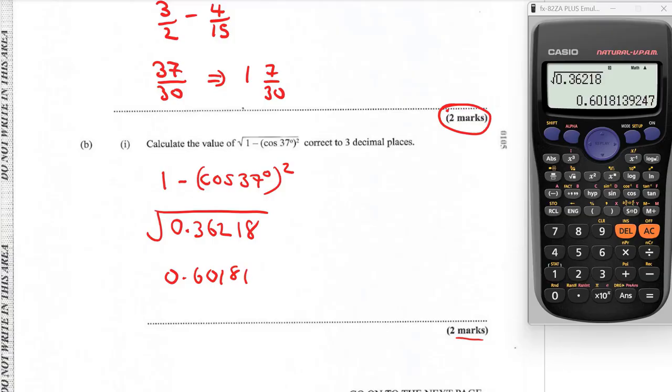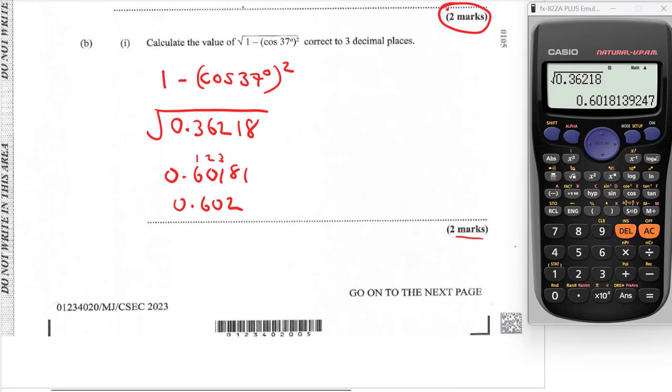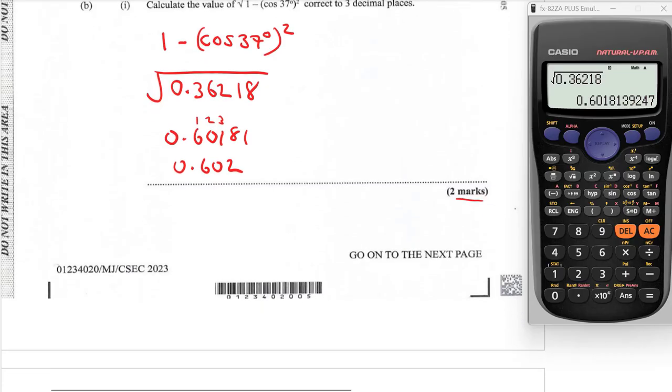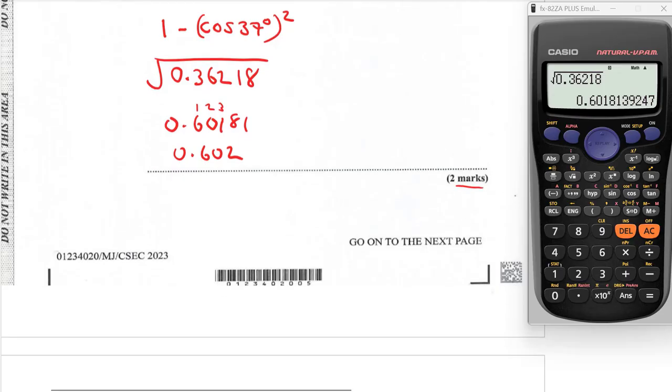0.60181. Now the question is saying rounded to 3 decimal places, so I'm going to count 1, 2, 3, and this is going to be 0.602. So that's my final answer. Again, please ensure that your calculator is in degrees, or your answer will not be correct.